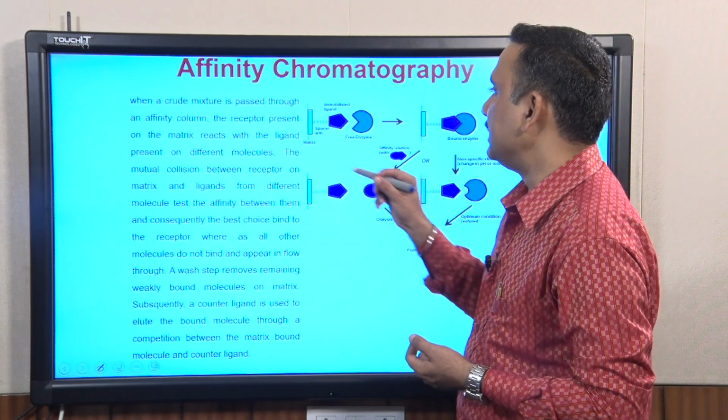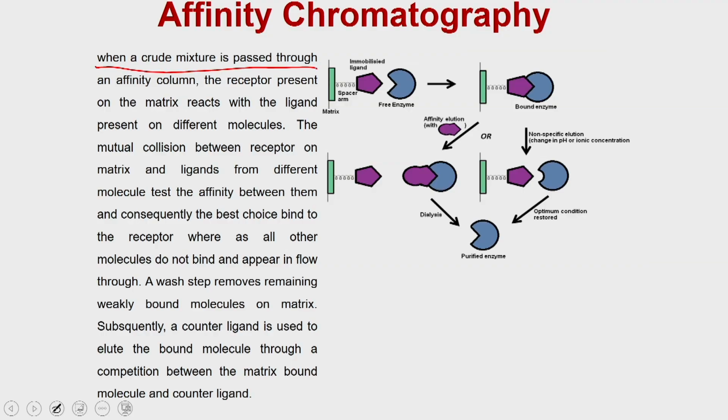Now, you can imagine when a crude mixture is passed through an affinity column, the receptor present on the matrix reacts with the ligand which is present on the different molecules. In typical affinity chromatography, you have the matrix on which the ligands are immobilized with a spacer arm, and this is your column. Now, you add the enzyme which has an affinity for this particular ligand.